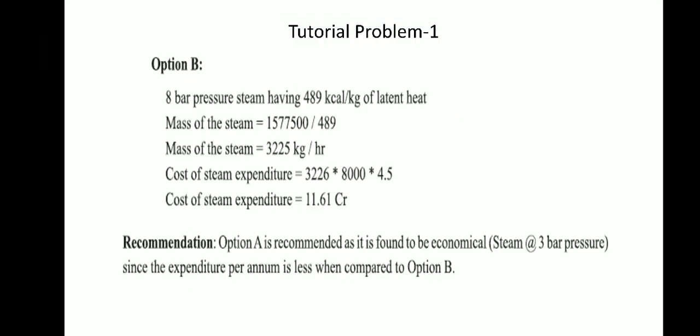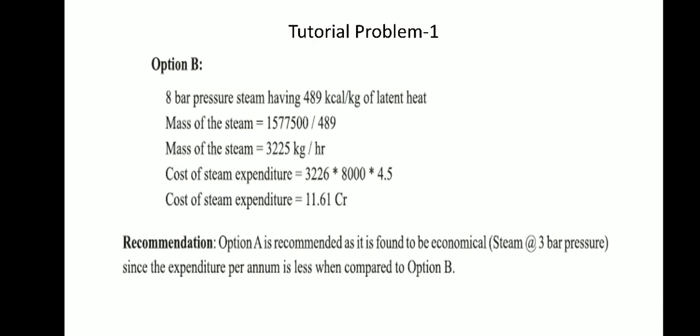In option B, 8 bar pressure steam has 489 kilocalories per kg of latent heat, which is lesser than 3 bar pressure, because as pressure increases, latent heat of evaporation reduces. Refer to the pH diagram or TS diagram or any properties of pure substance diagrams. Then the mass of steam required is 3225 kg per hour, which is higher than 3 bar pressure steam. Therefore, the cost is 11.61 crores.